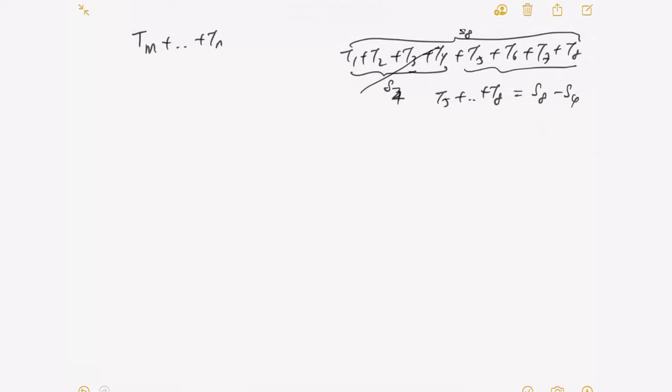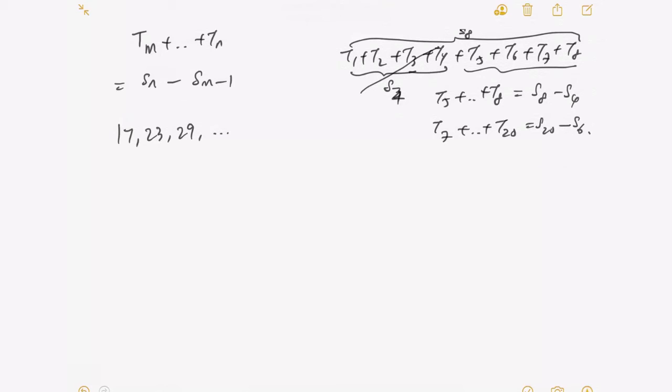So if you want to find T7 to, let's say, T20, I'll take S20 minus the term before 7, S6. If you want to find Tm to Tn, we take Sn minus S(m minus 1). Okay, let me give you an example. Let's say you have a progression, let's say 17, next one 23, 29, and so on.